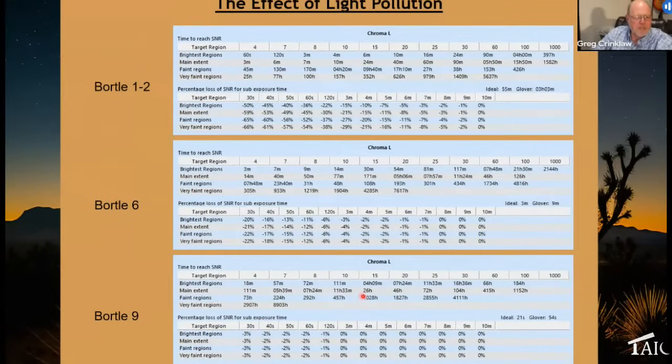So I've got 3 tables here. I'm going to have to zoom in a minute. One is for a very dark site, Bortle 1 to 2, which is where that telescope is, a Bortle 6 and a Bortle 9. We've done all of the exact same calculations. And now let's look at comparing them.